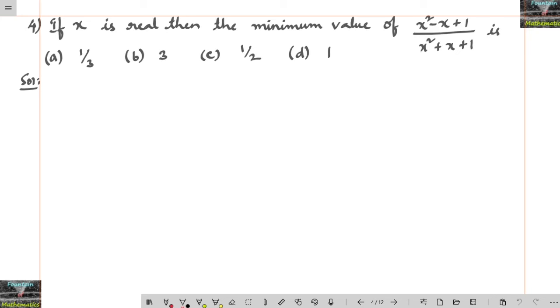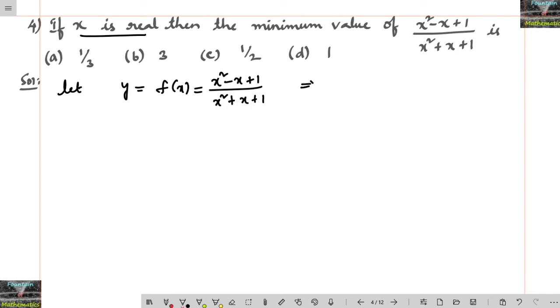If x is real, then the minimum value of (x square minus x plus 1) upon (x square plus x plus 1) is. So if x is a real number, then what is the minimum value of this? So let's consider this is f of x. Let y is equal to f of x is equal to (x square minus x plus 1) upon (x square plus x plus 1). So by doing cross multiplication, we can write x square y plus xy plus y is equal to x square minus x plus 1.